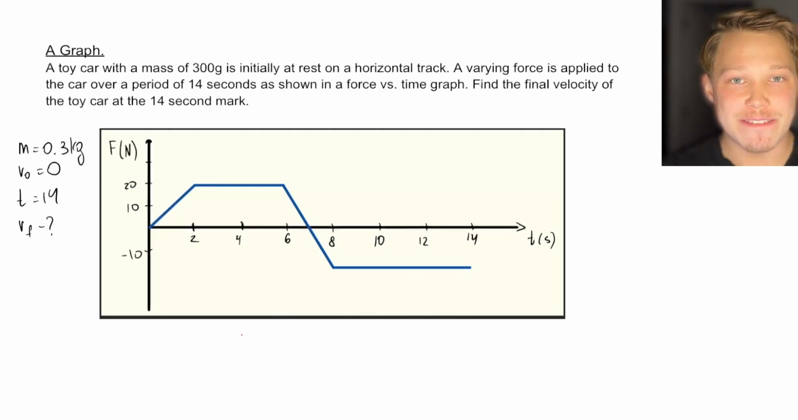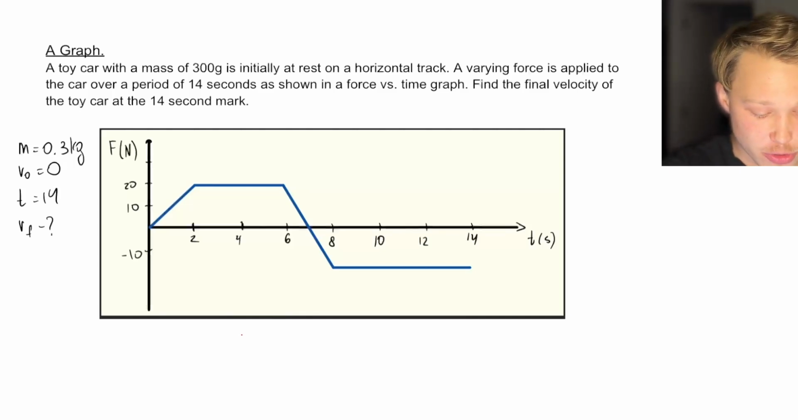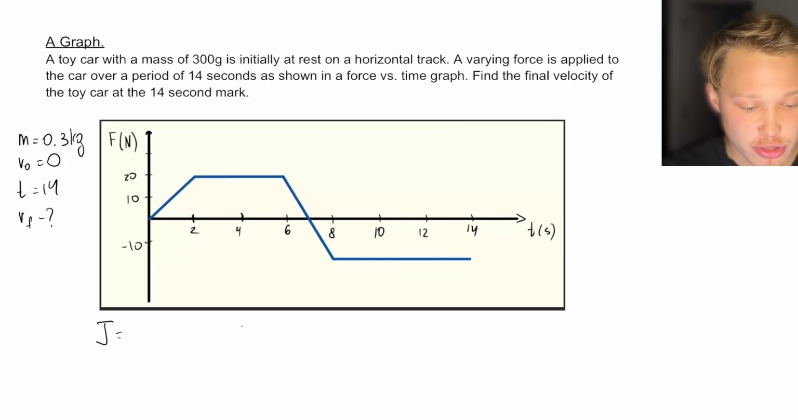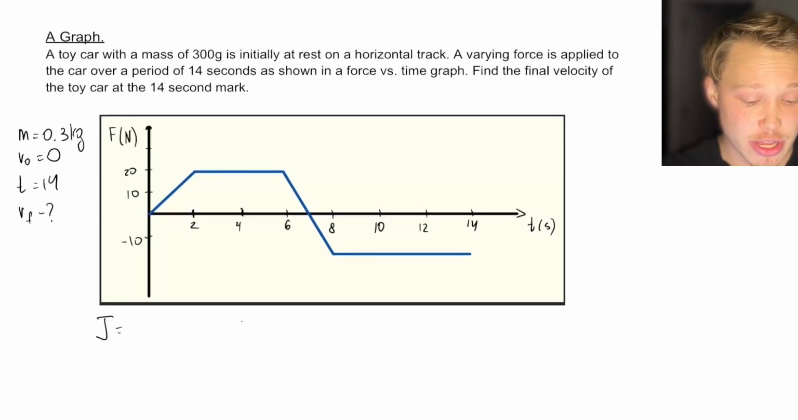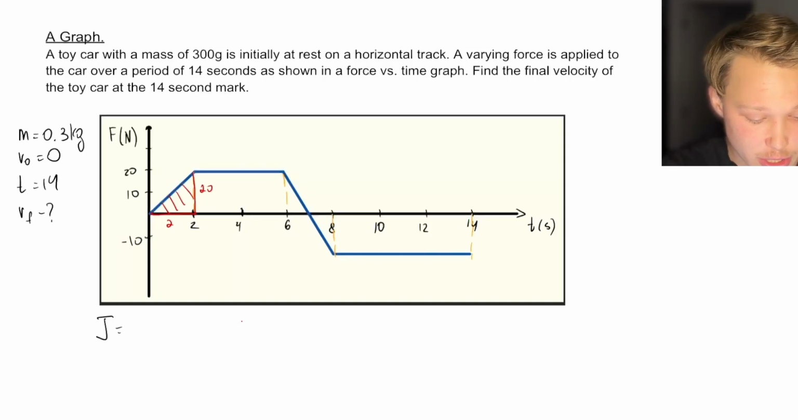So, in order to find the final velocity, if we're given a force versus time graph, we should definitely look for impulse. As we just learned, impulse is going to be the area underneath this graph. So in order to find the area, we should break down this shape into triangles and rectangles. Just like this one. So let's start with this triangle right here. Remember that the area of a triangle is 1/2 base times height. So this base is 2, this height is 20. So it's 1/2 times 2 times 20.